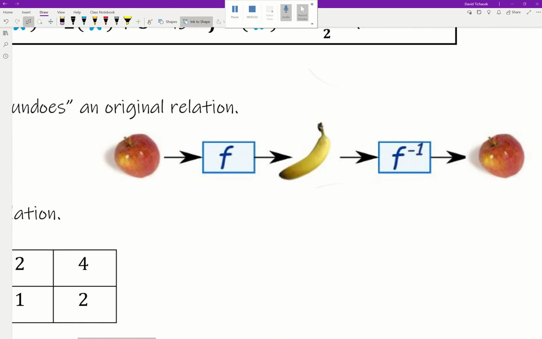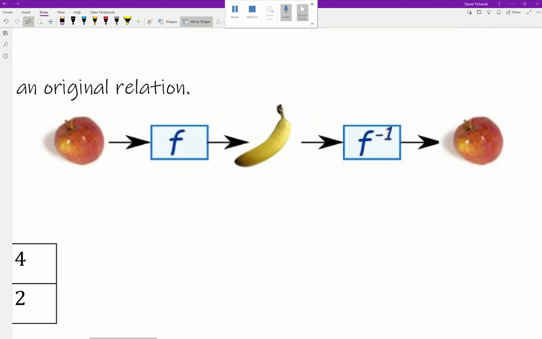To maybe make that a little bit more concrete and clear, let's say that I had a machine that turns apples into bananas. Let's say that I call that machine f, right? So if I give the f machine an apple, it's going to turn it into a banana for me. But let's say that I'd like to take that banana and turn it back into the apple that I started with. Well, I would want to take that banana and plug that into my inverse machine, and the inverse machine of f is supposed to undo what f did, and it's going to give me my apple back that I initially started with.